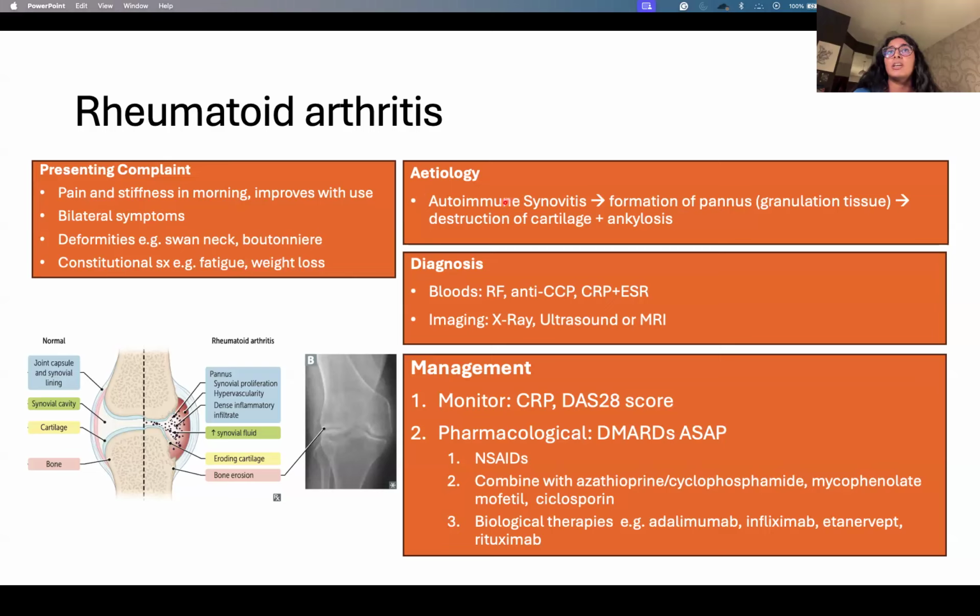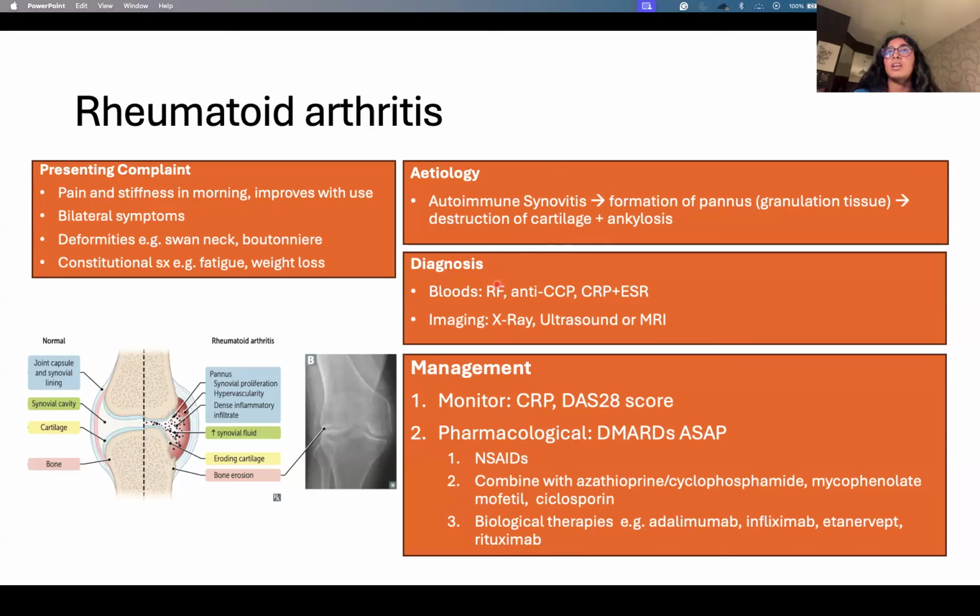The etiology here, you don't need to know it in this much detail, but I have seen questions on what's actually going on in rheumatoid. The problem is inflammation of the synovium. That causes formation of granulation tissue, which is a marker of healing. That granulation tissue then can cause more destruction of the cartilage as well as ankylosis, which is like fusion. And that is what causes the symptoms of joint pain in rheumatoid arthritis.